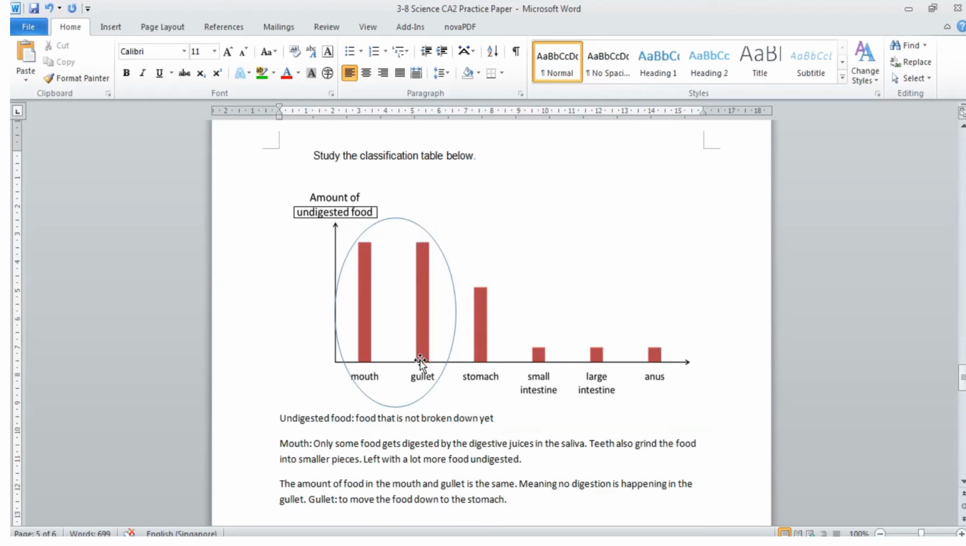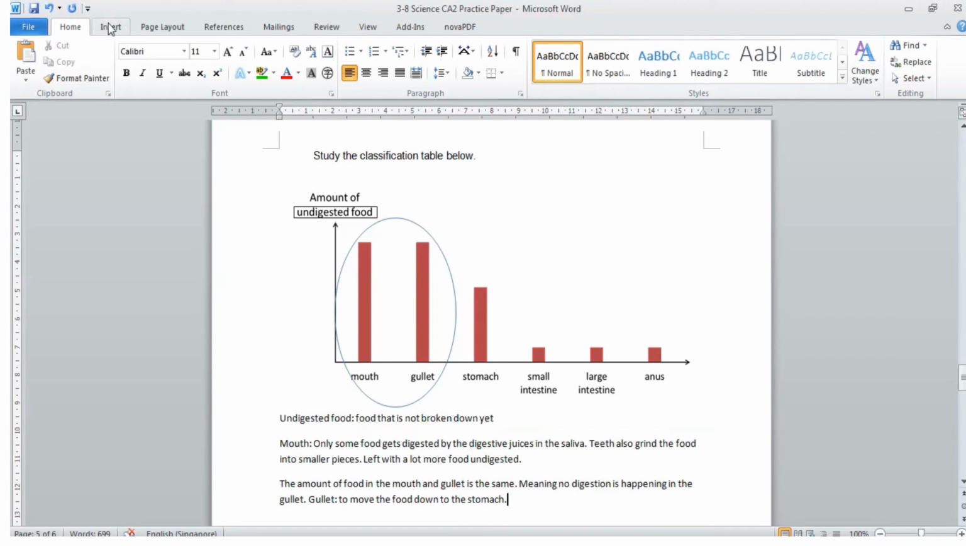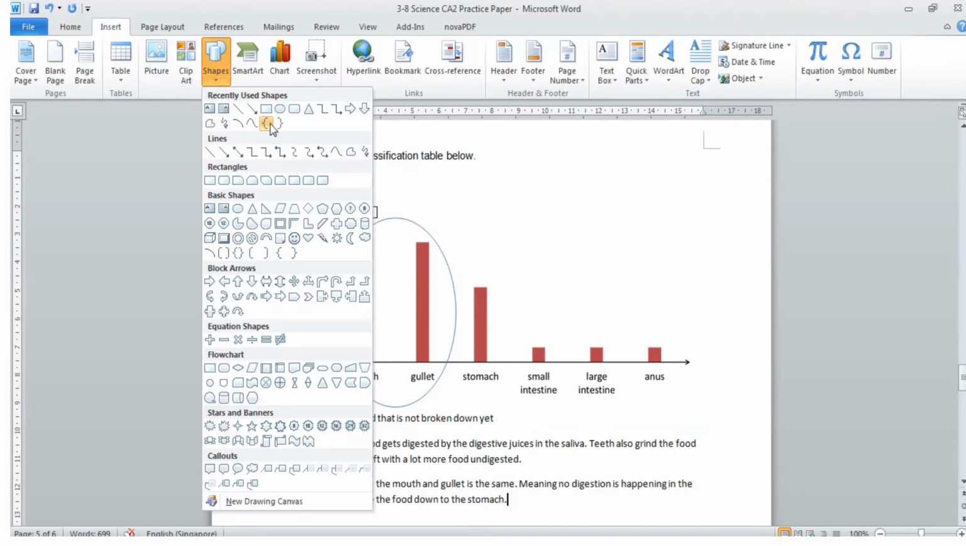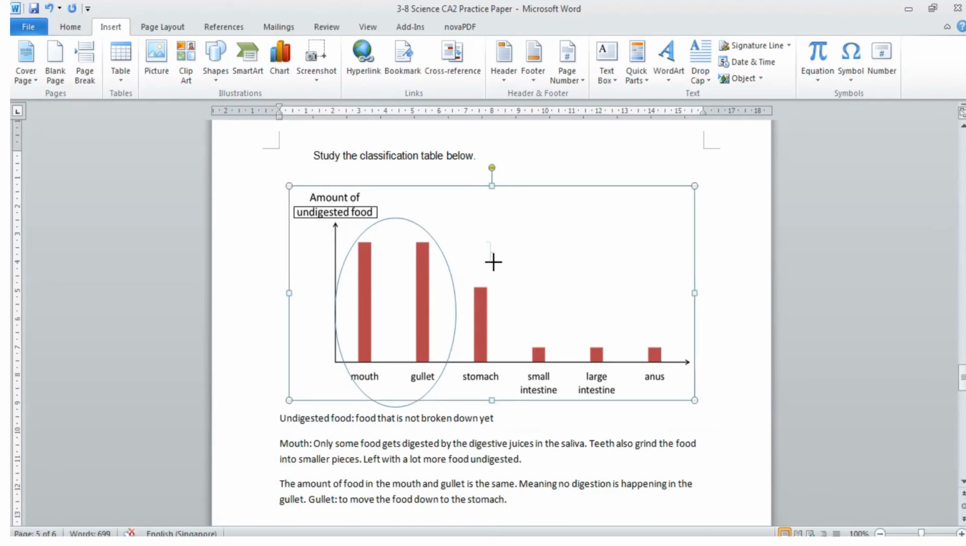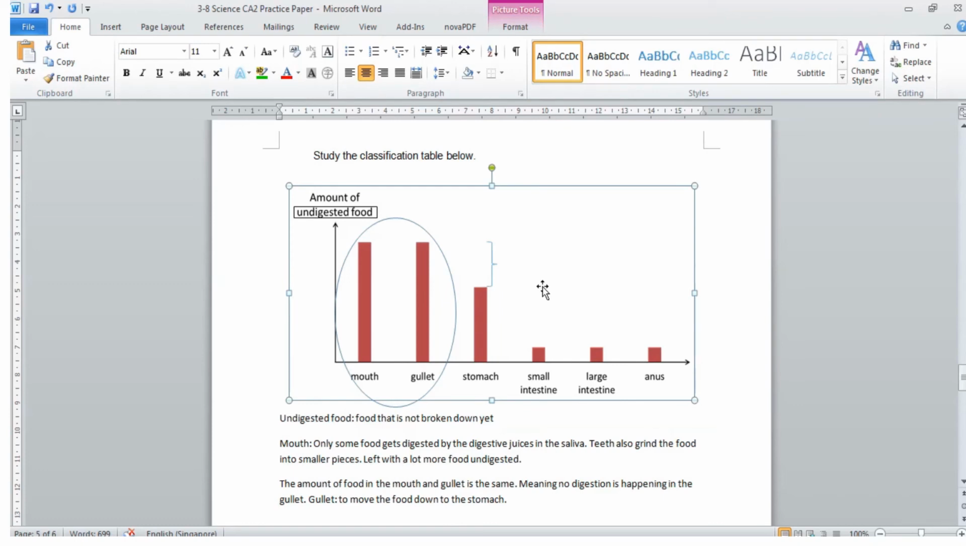Now, this is the amount of undigested food in the gullet. When it goes to the stomach, there's this part here that has been digested because the amount of undigested food suddenly decreased, right? Which means some of the food here has been digested. Let me try and show you the amount of food that has been digested here. Can you see that? The one that I draw? So it means that this part here has been digested already. It's been digested in the stomach.